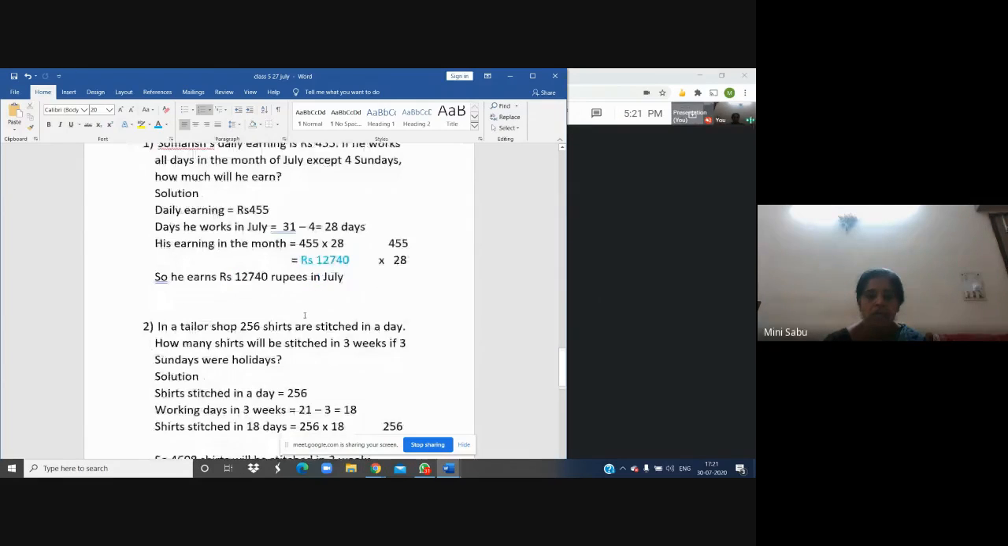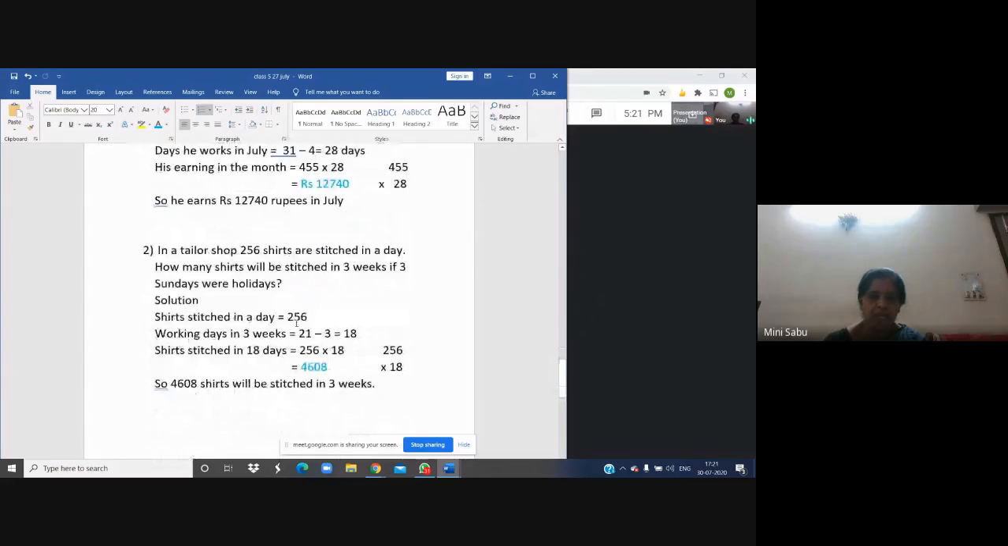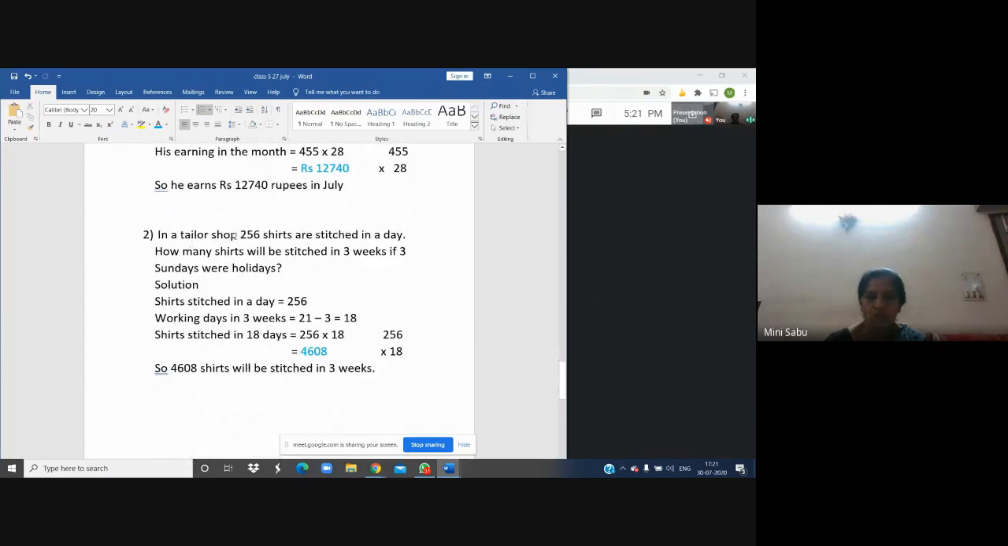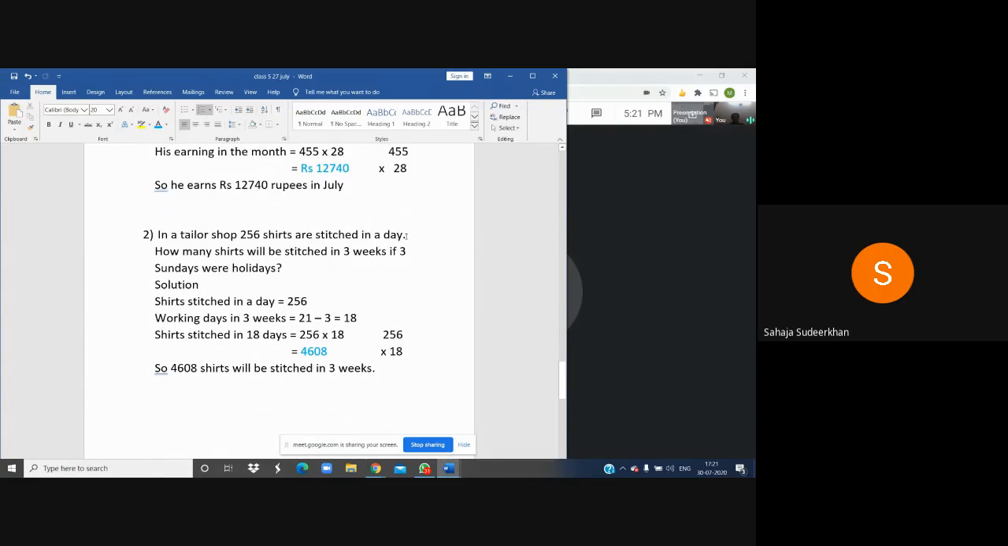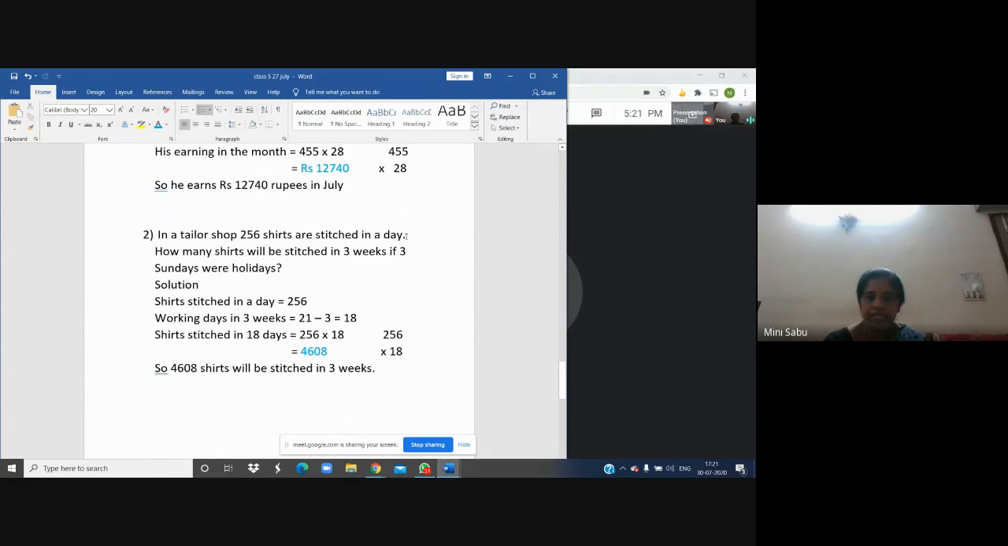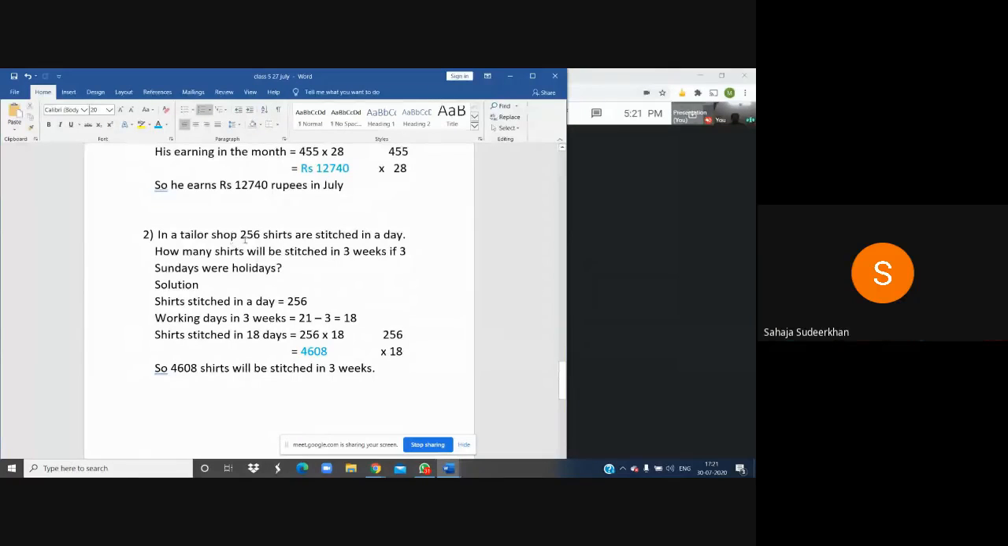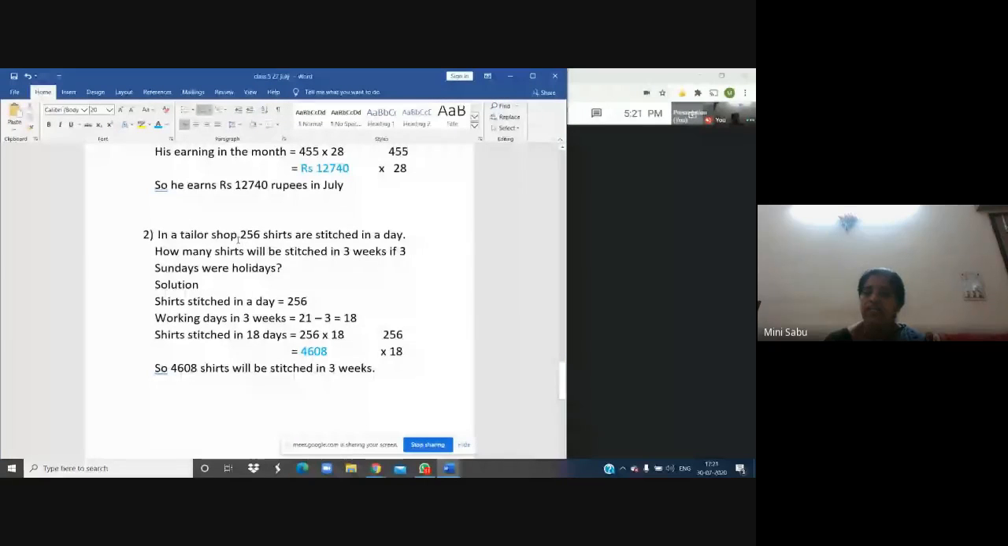Okay, children? So now we are going to another question. In a tailor's shop, 256 shirts are stitched in a day. It's a big shop, 256 shirts are stitched in a day. How many shirts will be stitched in 3 weeks if 3 Sundays were holidays?